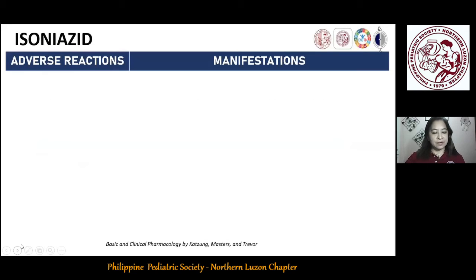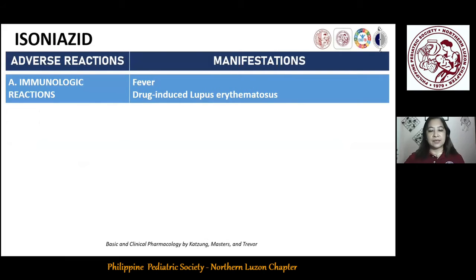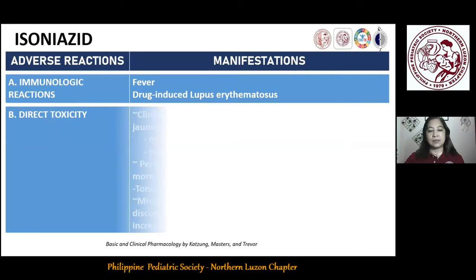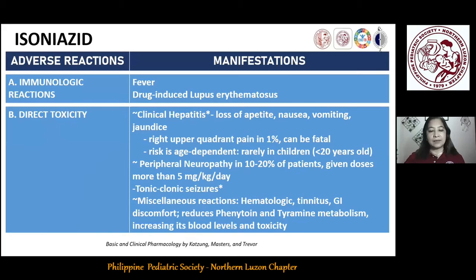So moving on to the different anti-TB drugs, let us take a look at them. For isoniazid, ADRs would occur secondary to immunologic reactions, which may manifest as drug fever or drug-induced lupus erythematosus. However, direct toxicity is shown to be mostly the cause for major ADRs, such as hepatitis, which we shouldn't fail to recognize because it could be fatal in some patients. It can also reduce the metabolism of other drugs and substances such as phenytoin and tyramine, as we have seen in the previous lecture by the Western Visayas chapter, which leads to toxicity.